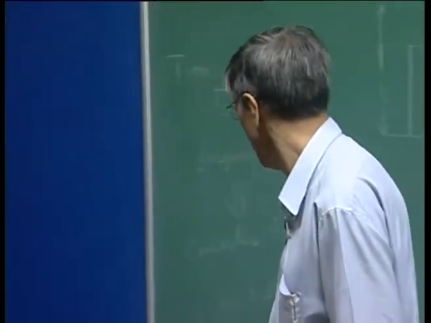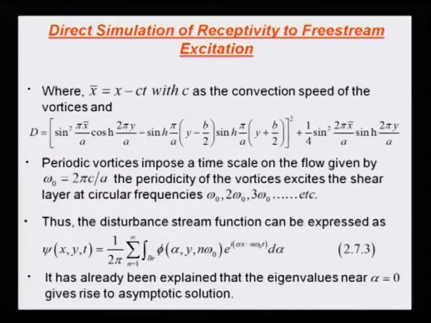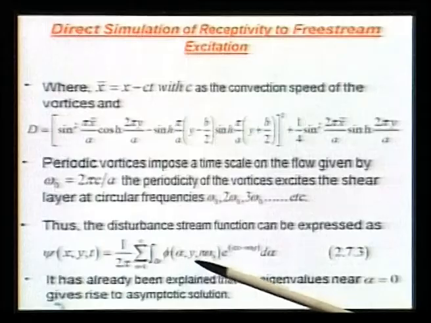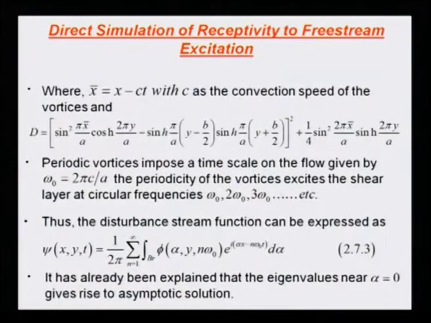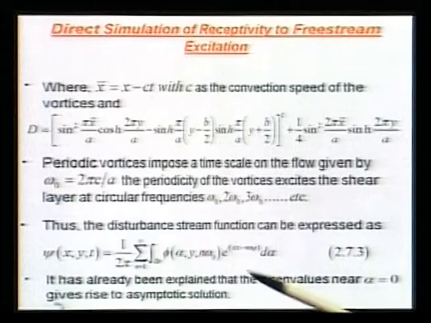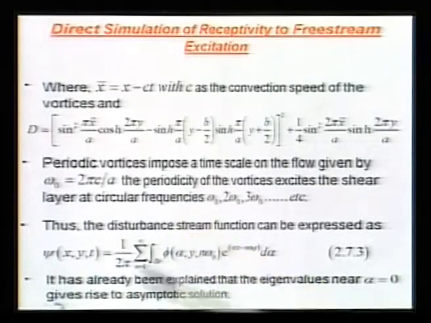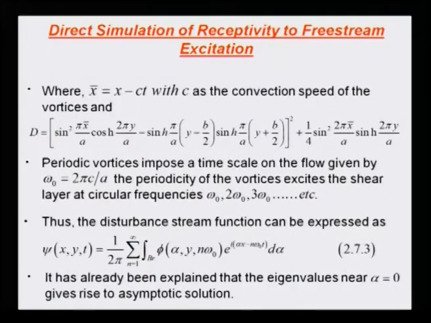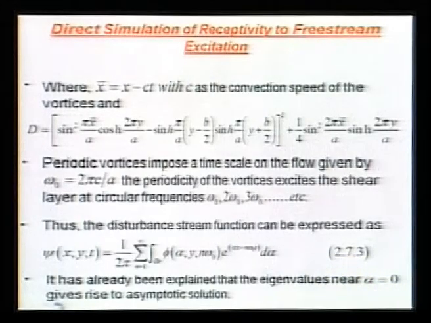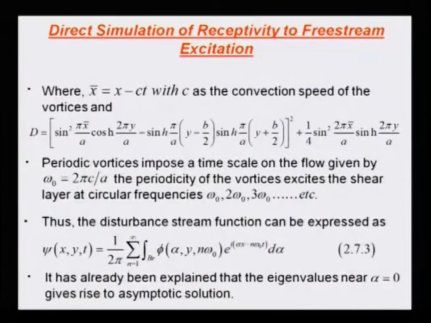And omega naught, we have worked it out. And then we should sum over, because it's a strictly periodic problem. You see, these vortices are strictly periodic. So it will not be an integral, but it will be a sum. And the sum will go on from n equal to 1 to infinity. Okay? And alpha, of course, will be performed over the Bromwich contour. Now we all know what a Bromwich contour is. So this is your expression for the disturbance stream function.